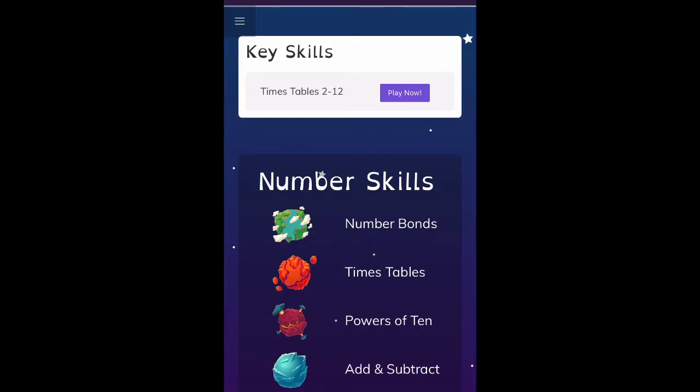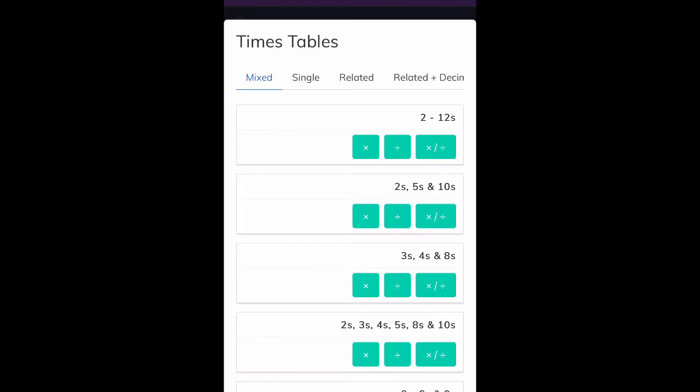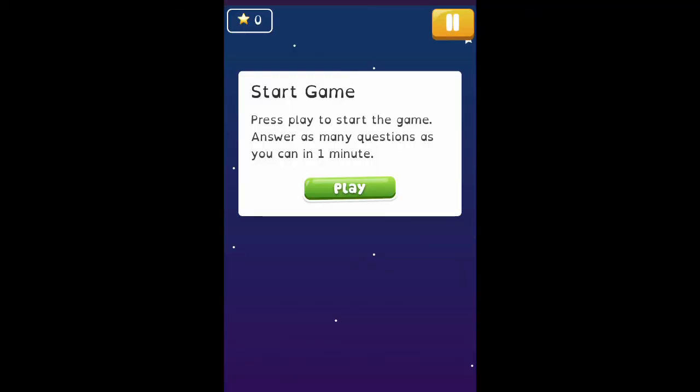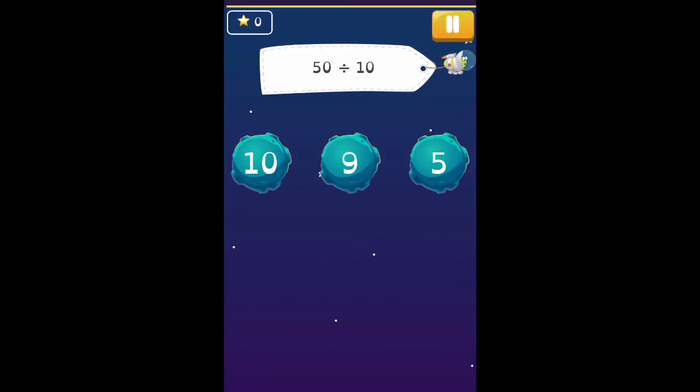If you'd just like to have a go at your times tables, then there's a great section there for you to have a go, and you could choose 2s, 5s and 10s, choose the division, choose which level you'd like, and then press play. And there you go, there's your number sentence. 50 divided by 10: 10, 20, 30, 40, 50, that's 5. Click on 5 and then go to the next one. Okay, so 2 different ways to use your Maths Shed to practice all the things that we've done this week.